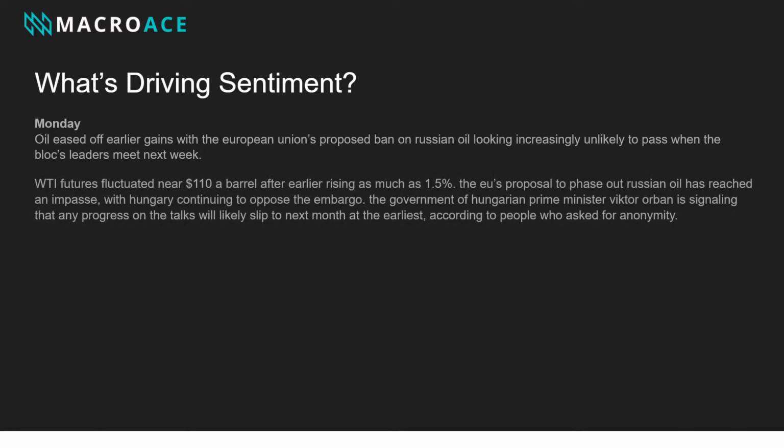So WTI fluctuated near $110 a barrel after earlier rising as much as 1.5%. On Monday, the EU's proposal to phase out Russian oil had reached an impasse, with Hungary continuing to oppose the embargo. And then the government signaled that any progress on talks will likely slip to next month at the earliest.